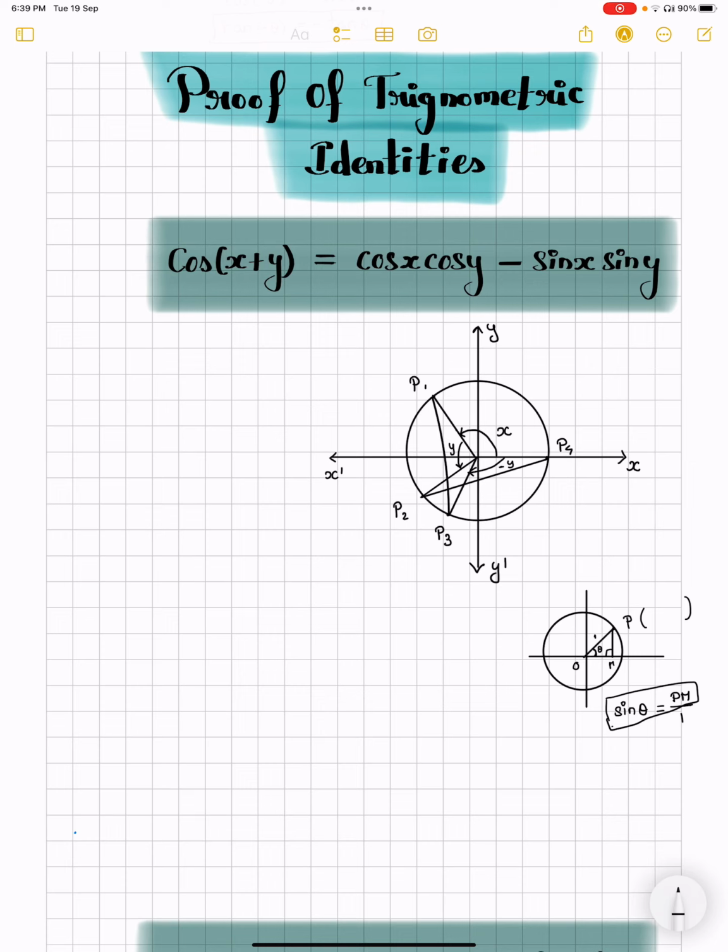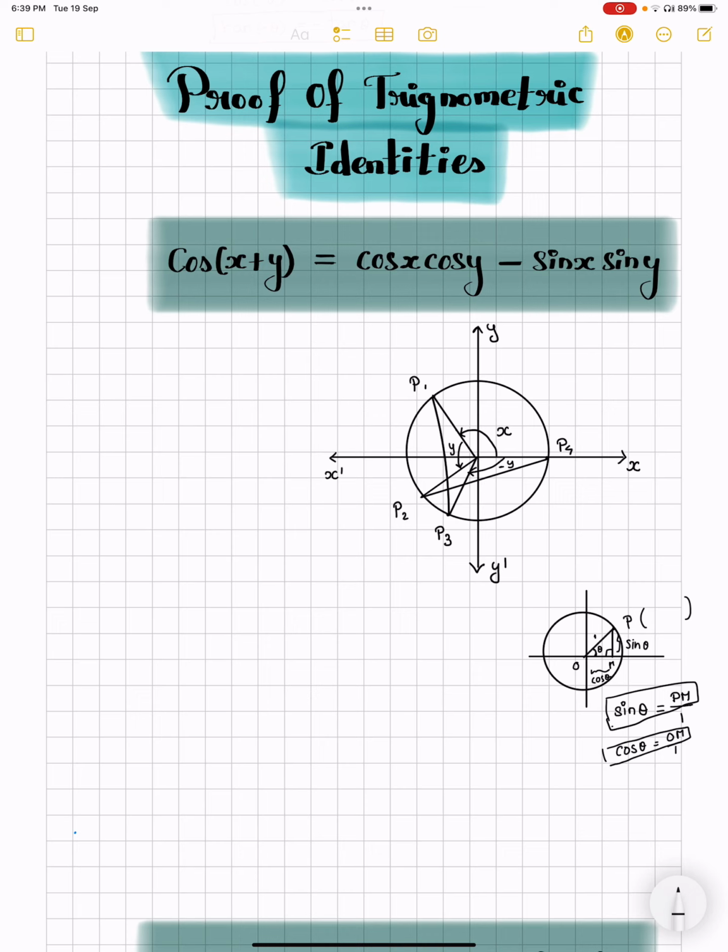Then what is going to be my OM? Cos theta is equal to the adjacent side, which is OM, divided by the hypotenuse, which is again 1. So cos theta is equal to OM. That means OM is going to be equal to cos theta. That means this particular distance is cos theta, and this particular distance is sine theta.